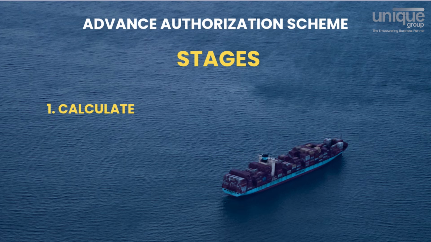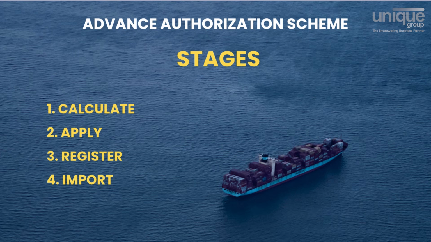1. Calculate. Use SION to find your required quantities. 2. Apply. Submit your application to the DGFT. 3. Register. Register the license at your customs port and execute a bank guarantee. 4. Import. Bring in your materials and start production. 5. Export. Ship your finished goods within 18 months.